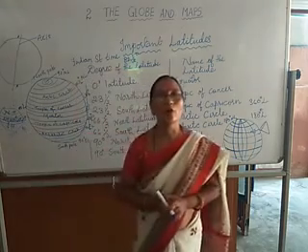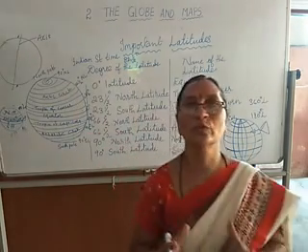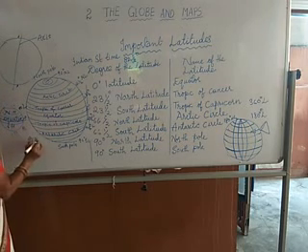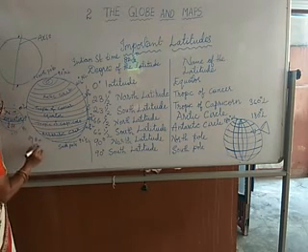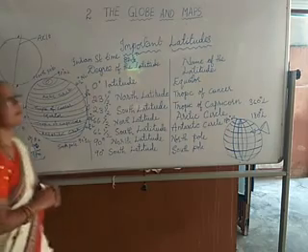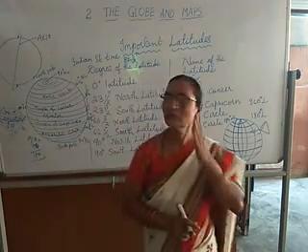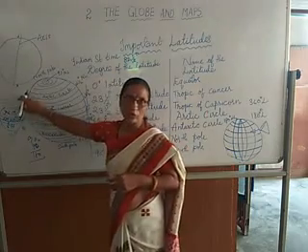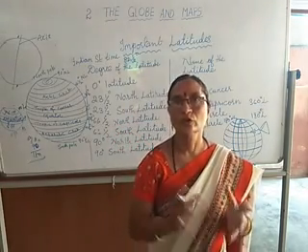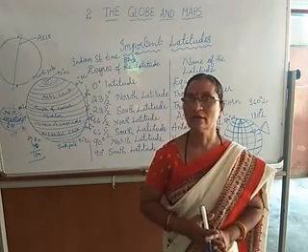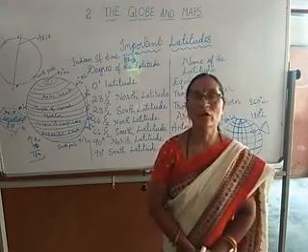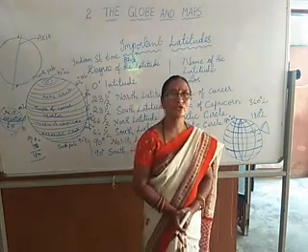So 180 latitudes are there. From the equator to the North Pole, 90 latitudes, and from the equator to the South Pole, 90 latitudes. In total, 180 latitudes are there. Among these 180 latitudes, 7 latitudes are very important. Let us read about those important 7 latitudes.